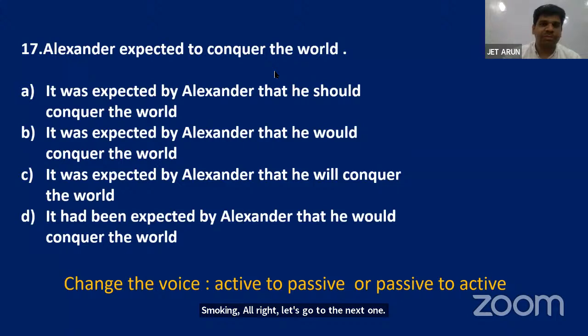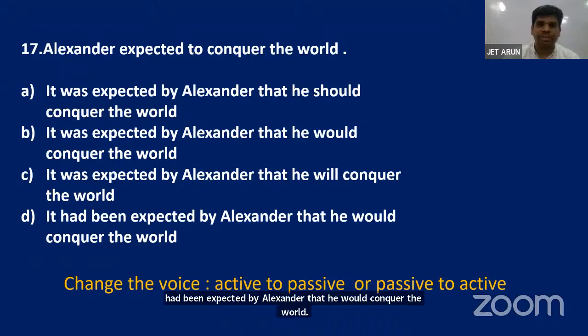Alexander expected to conquer the world. It was expected by Alexander that he should conquer the world. It was expected by Alexander that he would conquer the world. It was expected by Alexander that he will conquer the world. It had been expected by Alexander that he would conquer the world.